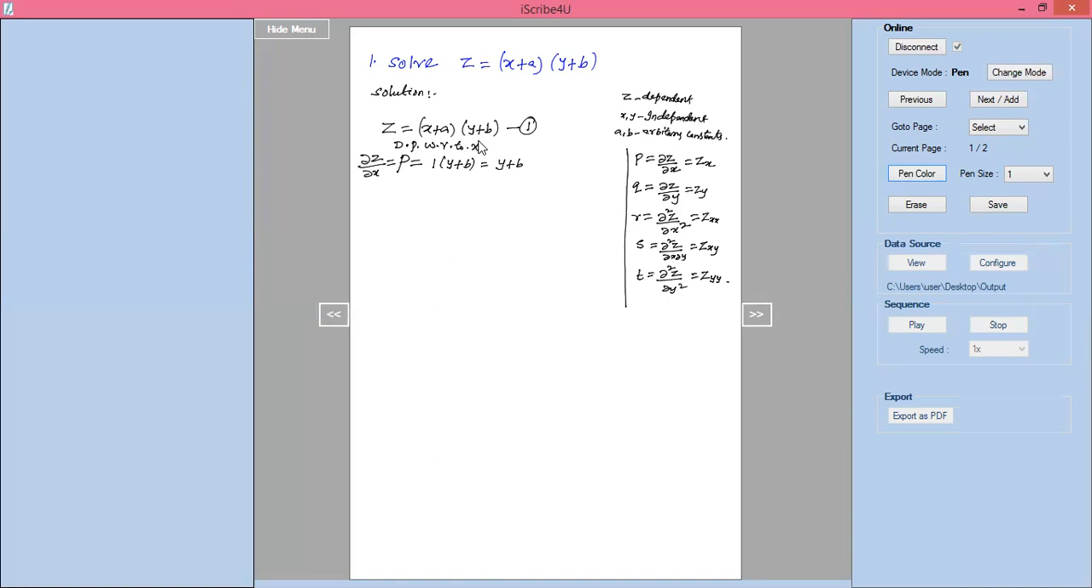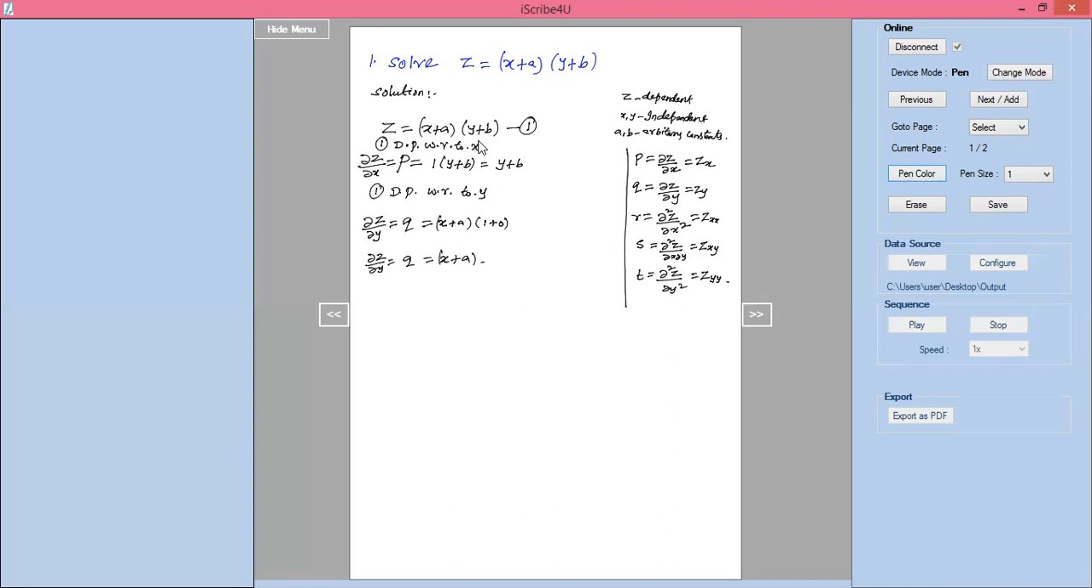Next, equation 1, differentiate partially with respect to y. If you do with respect to y, you will get dou z by dou y, which is the differentiation of z with respect to y, that is q. Dou z by dou y is q. Now I'll keep x plus a as a constant. Differentiation of y is 1, b is 0, so 1 plus 0. Now I'll write dou z by dou y equal to q. Q is nothing but x plus a.